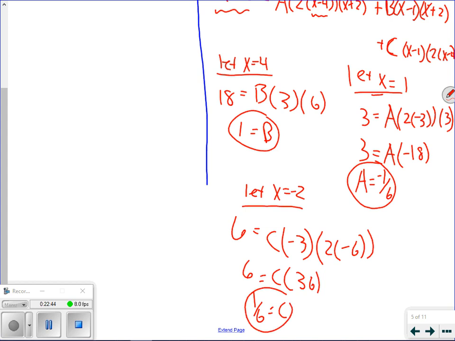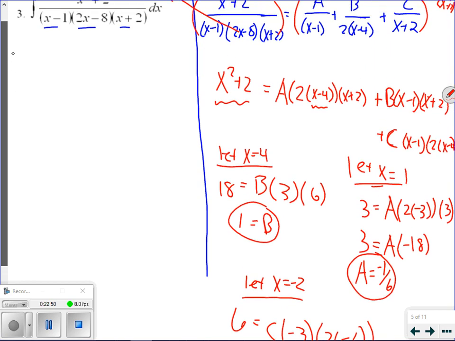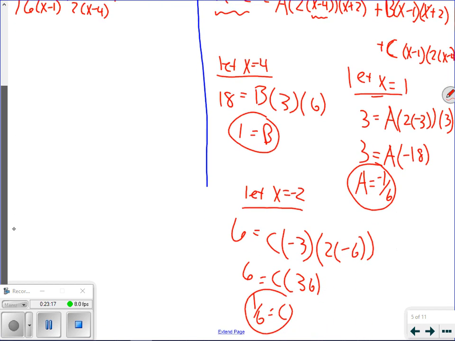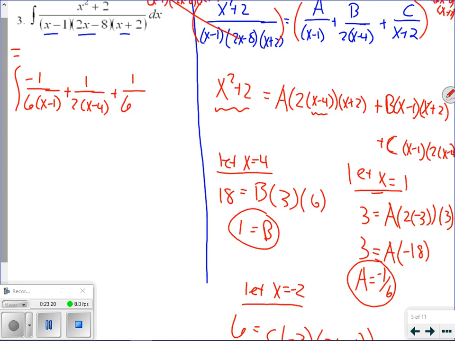So we got my A term, my B term, my C term. Let's plug those back into the original. We'll integrate. This integration is equivalent to the integration of, instead of A over x minus 1, negative 1/6 over x minus 1. Instead of B, we're going to have 1 over 2x minus 4. And instead of C, we're going to have 1/6, so 1 over 6 times x plus 2.